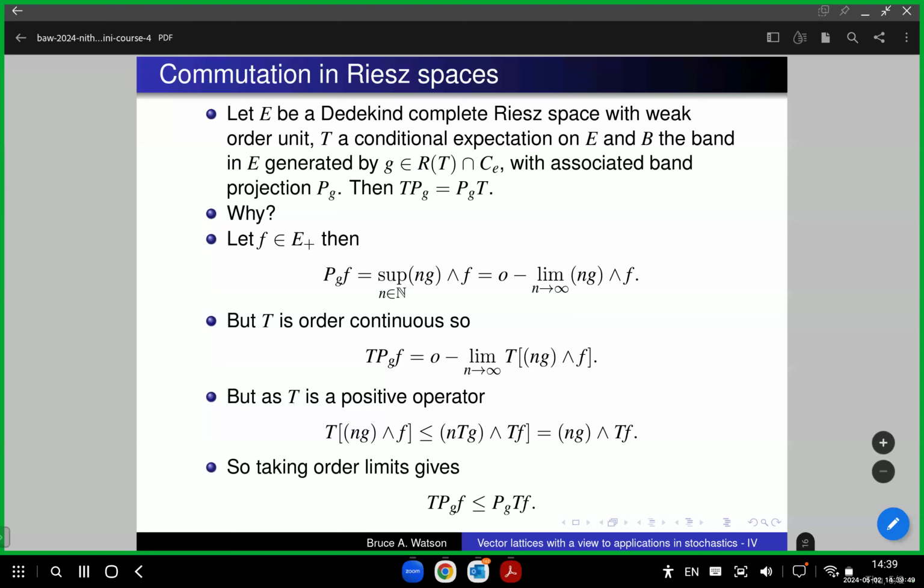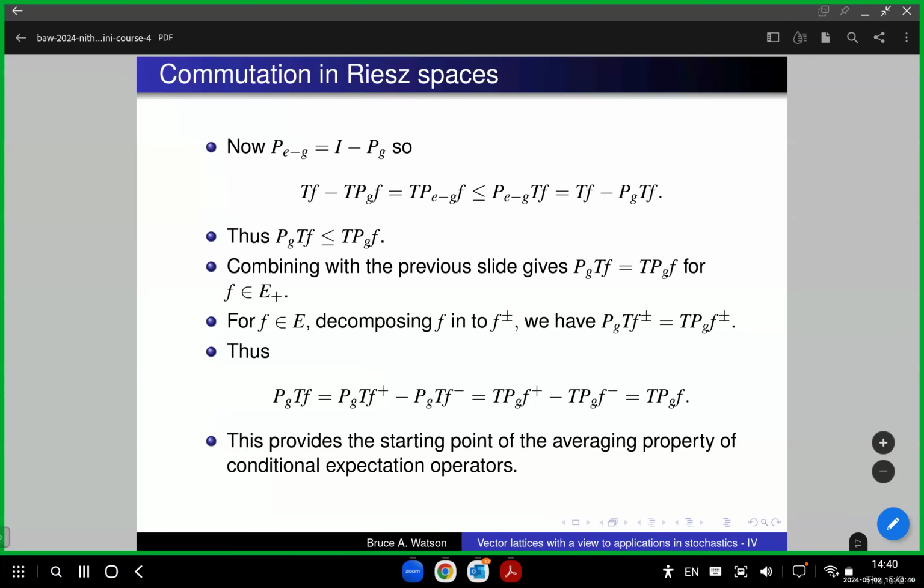Well, we also know that G was in the range of T, and T is a projection map. So T applied to NG is exactly NG. So we are left with, on the right-hand side, the infimum of NG with T of F. Now, if we take order limits again as N tends to infinity, the left-hand side of that equality there is exactly the band projection generated by G applied to TF. So what have we proved? We've proved that T of the band projection applied to F is less than or equal to the band projection applied to T of F.